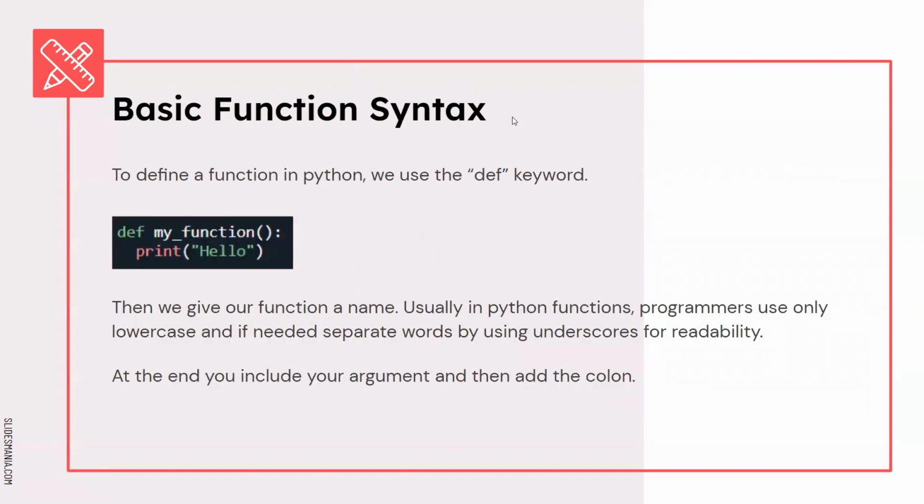So the basic function syntax. To define a function in Python, we use the def keyword. So def my_function, parentheses, colon. We give our function a name, and usually in Python, programmers use only lowercase, and if needed to separate the words, they'll just use underscores. And then at the end, you use parentheses, and that's where your parameters will go, and we'll learn about that later. Then you add a colon, and everything after that is the code for your function.